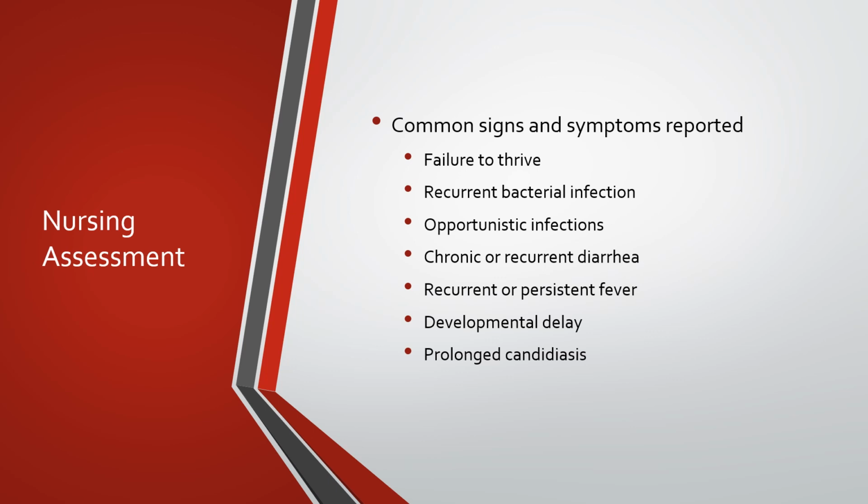Some common signs and symptoms that are reported include failure to thrive, recurrent bacterial infections, opportunistic infections, chronic or recurrent diarrhea, recurrent or persistent fevers, developmental delays, or prolonged candidiasis. Medication therapy for children includes antiretroviral drugs. This medication regimen can range from a single dose therapy if they're asymptomatic exposure to a highly active therapy when symptomatic. The more progressive the HIV, the more issues they have within their brain. So encephalopathy and neurological issues can occur, and we may see these again before the immune issues start occurring.